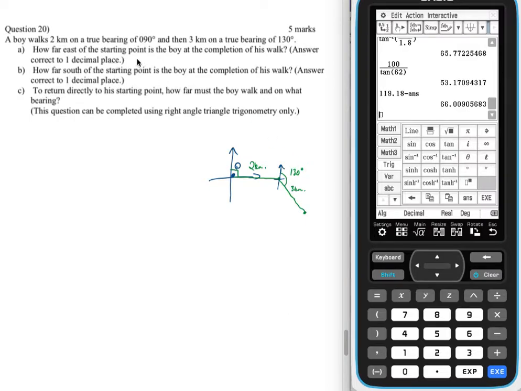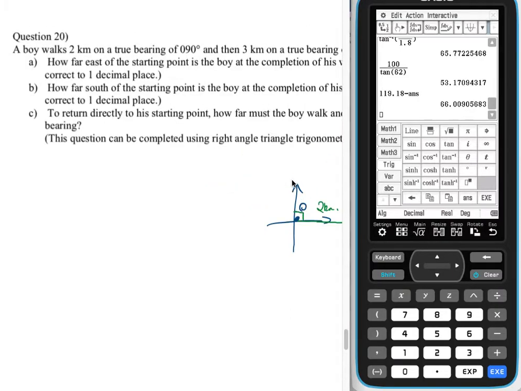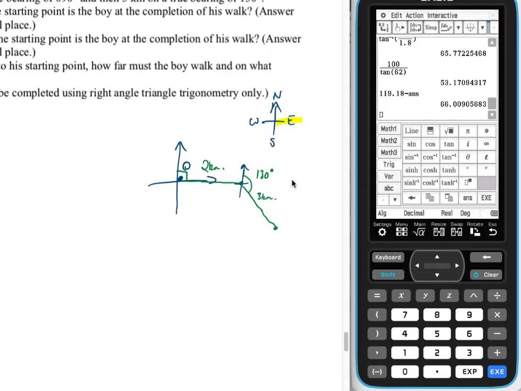How far east of the starting point is the boy at the completion of his walk? Well, east we know, if we draw our compass, never eat soggy Weet Bix. So we want to figure out how far east he went. He goes 2 kilometers east, and then he goes a certain amount more. It's always helpful to zoom in on our diagram, as we want to figure out that east component. So in a red line, I'm just going to dash out the extra east component he's gone.